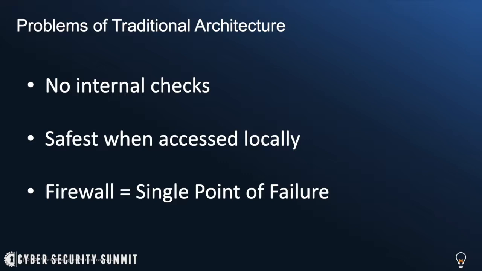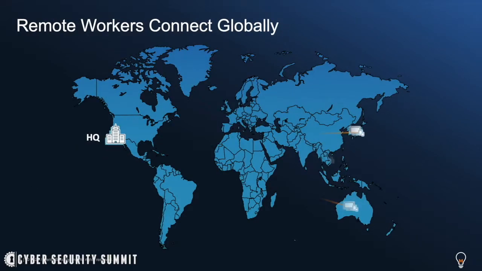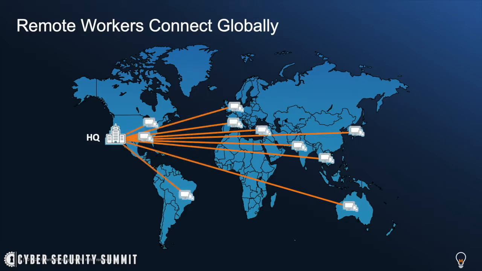And because of these problems, unfortunately, the traditional model of security completely falls apart in the modern world, where people are connecting into the network from anywhere and not protected by the main firewall. Suddenly, any user and any device could become a vector for attack. It's the massive security problem that traditional architecture could not solve.